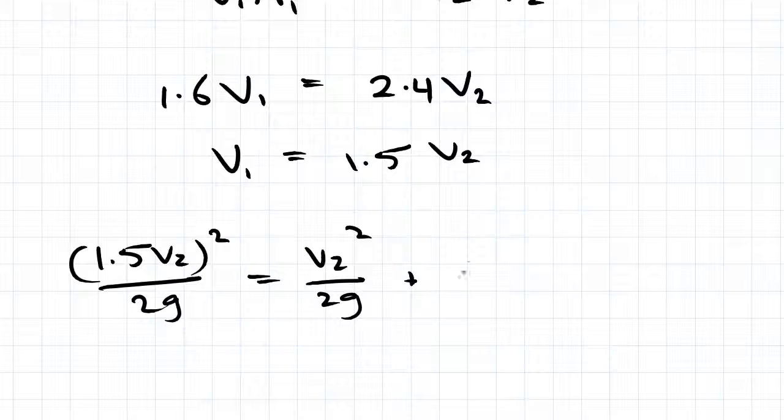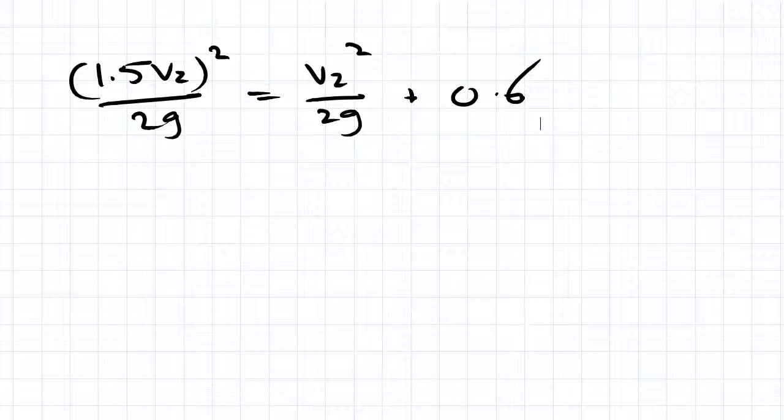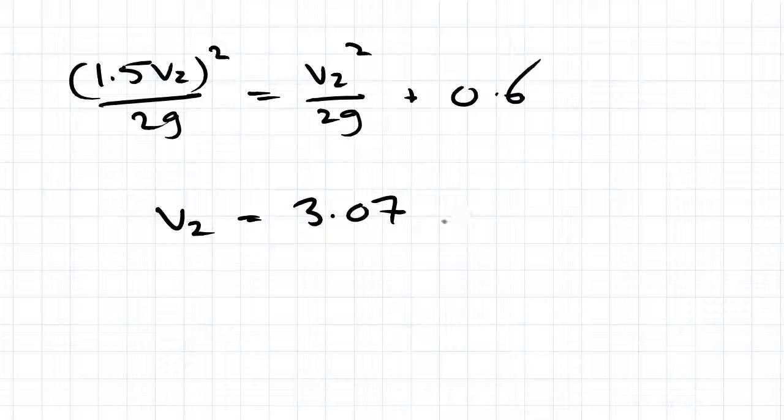plus 0.6, and we take that over the other side, reduce that so that we have V2 on its own, and we'll get V2 equals 3.07 meters per second.